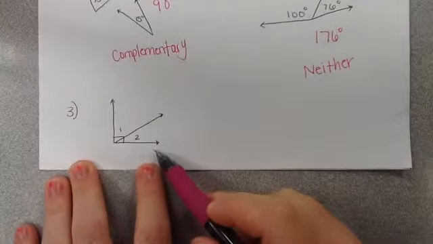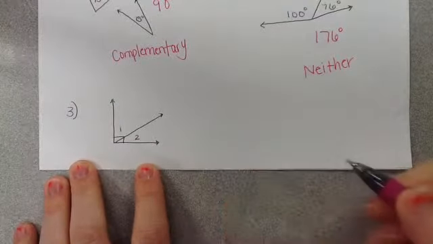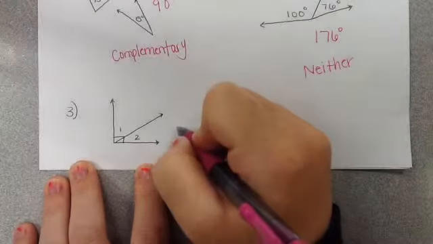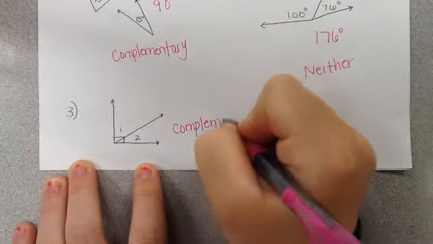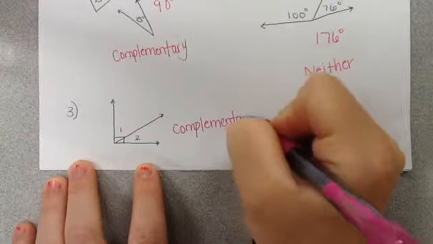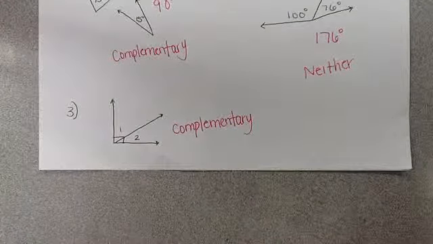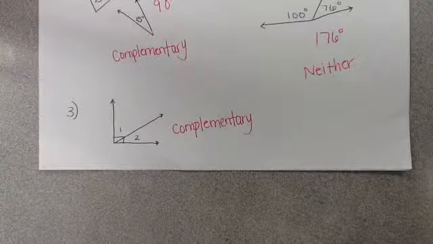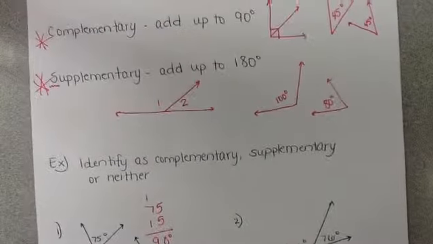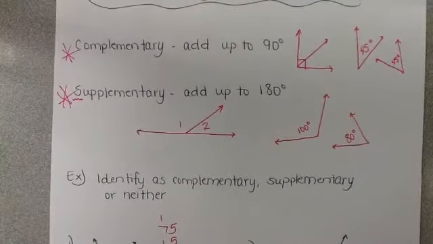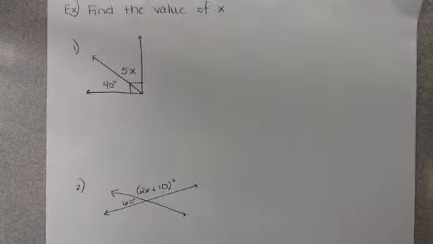What'd you get for this one? Complementary. Because they make a right angle, 90 degrees. So complementary is 90, supplementary 180. Using that information, we're going to find the missing value of x.